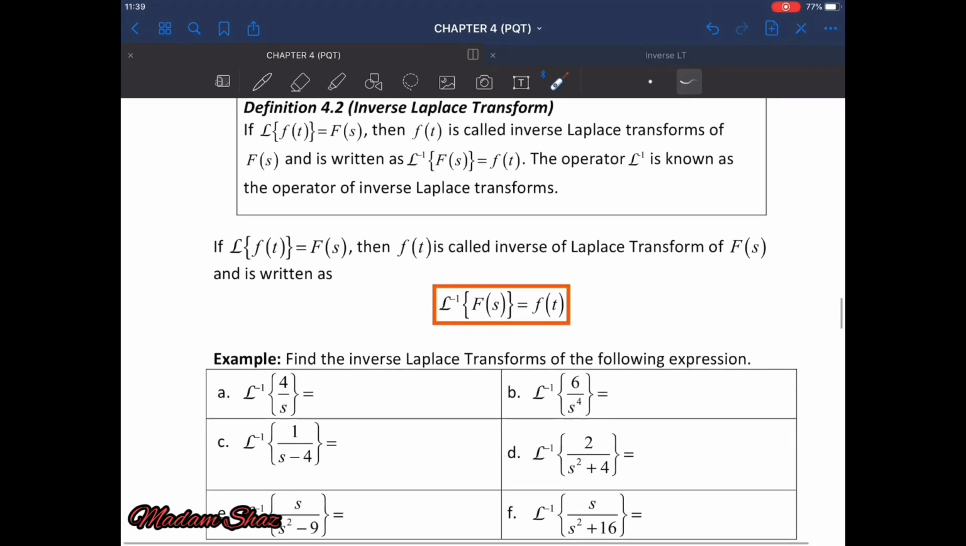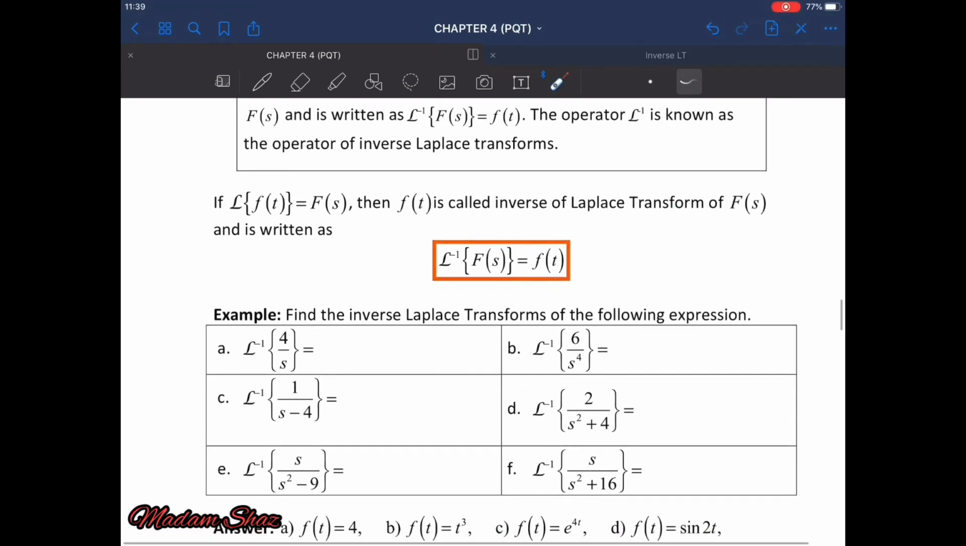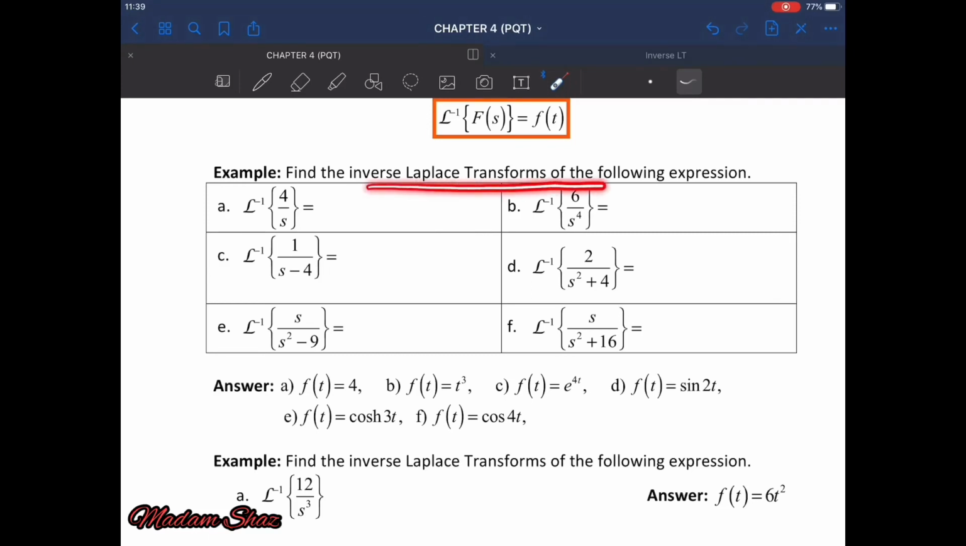So let's continue with this example. Find the inverse Laplace transform for the following expression. Example A: Laplace inverse of 4 over s. We want to find what f(t) is equal to. Example B: Laplace inverse of 6 over s to the power of 4. We want to find what f(t) is here. For this question, we will solve by using the table of the Laplace transform.